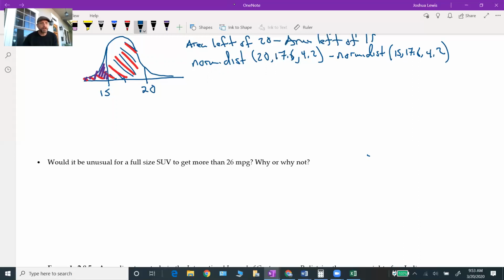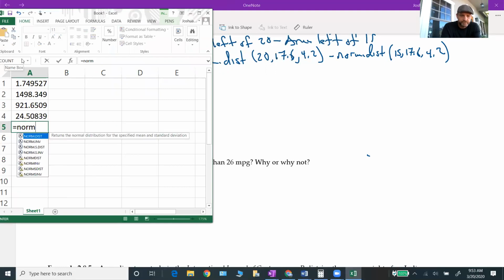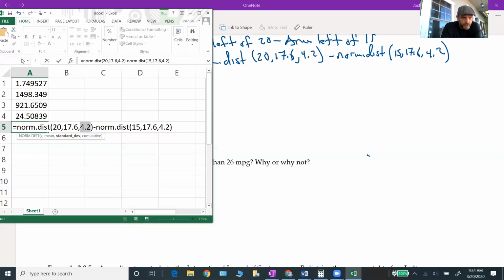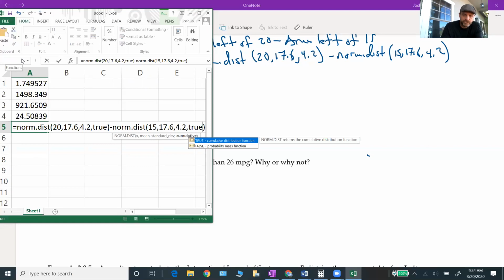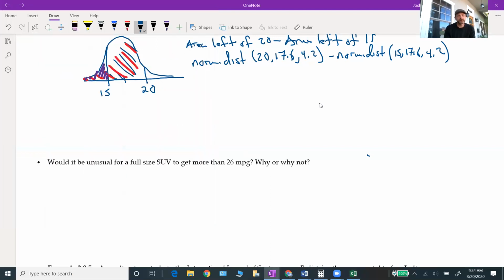Okay, and so now we come over to our good friend Excel and see what we get. So norm dist, 20, 17.6, 4.2, minus norm dist, 15, 17.6, 4.2. Oh, and I forgot, we do want cumulative. So true and true. So we get 0.448, 0.448.